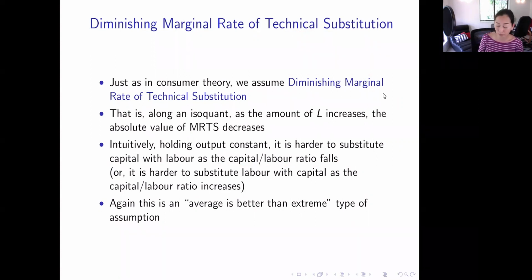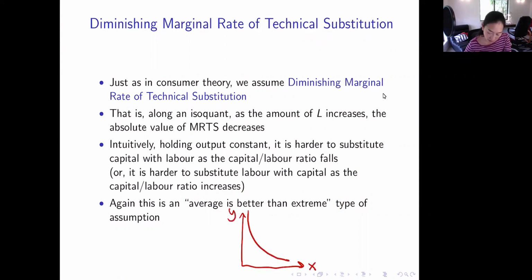This is similar to the average-is-better-than-extreme type of assumption. Remember what property this is in consumer theory? Average is better than extreme. That is strict convex preference. Remember, we have strict convex preference when our indifference curve, with X and Y on the axes, looks like that, then the average is strictly preferred to the extreme. That is strict convex preference.